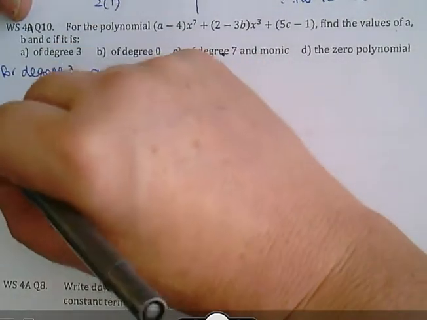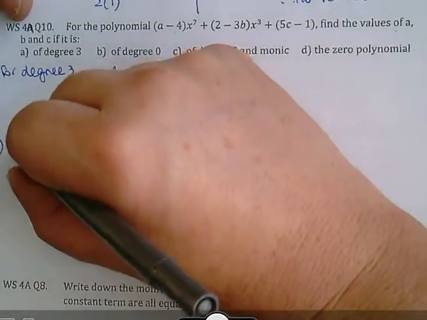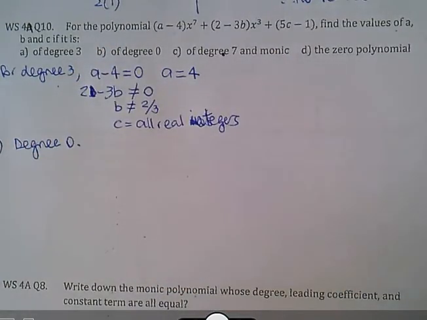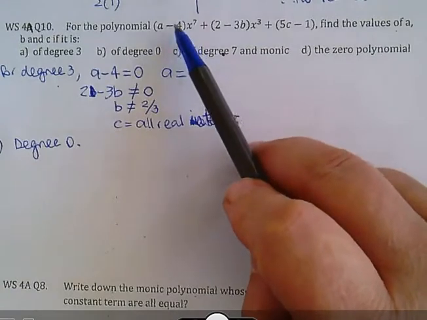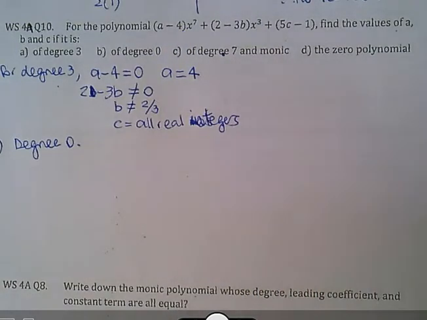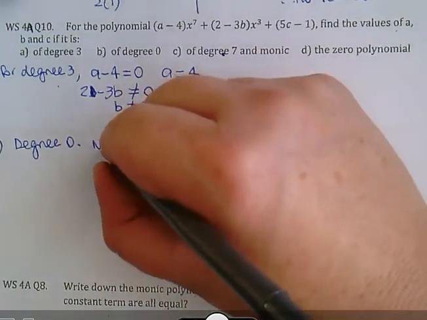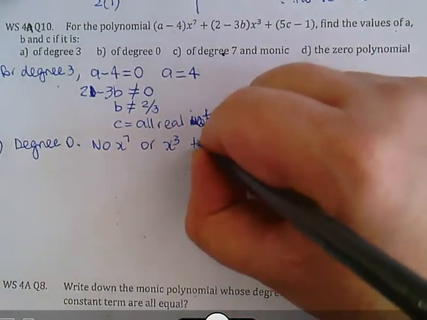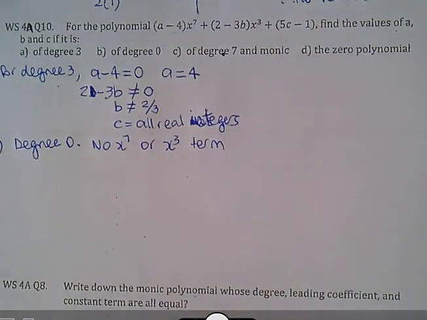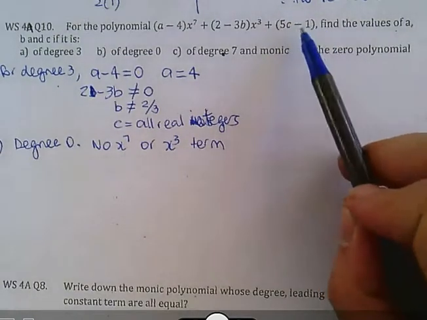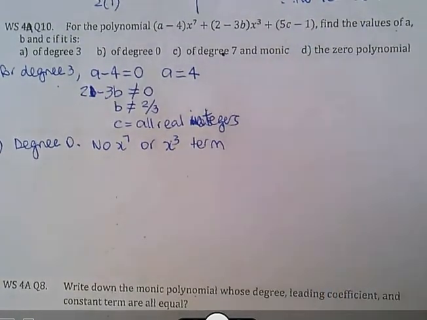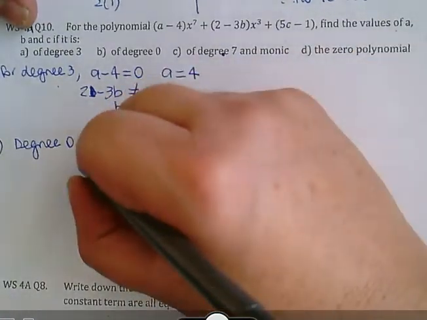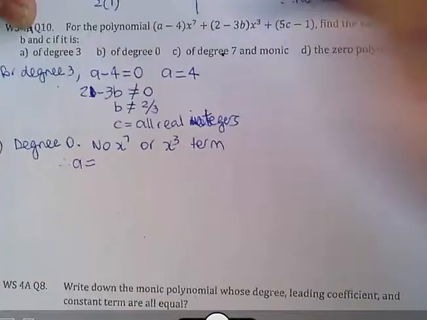All right. B. If you want a degree 0 polynomial, what has to happen? You've got no x to the power of 7 term and no x cubed term. But it's not the 0 polynomial. You will just have a constant term. So what does that mean? We already know some values. Therefore, a must be what?